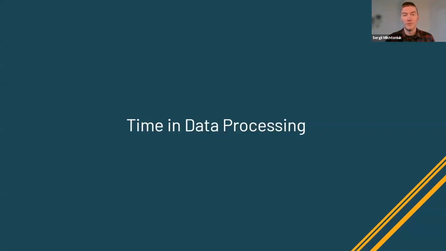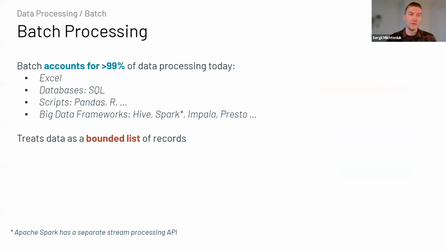Temporality manifests itself not only in how we model data, but also in how we process it. And I think this aspect is significantly less understood. So let's look at batch processing first. You're all familiar with batch, I'm sure, because you do batch processing when you use Excel, you do it when you query a database through SQL, you do it when you write your scripts in Pandas or R. Batch treats data as a bounded list of records.